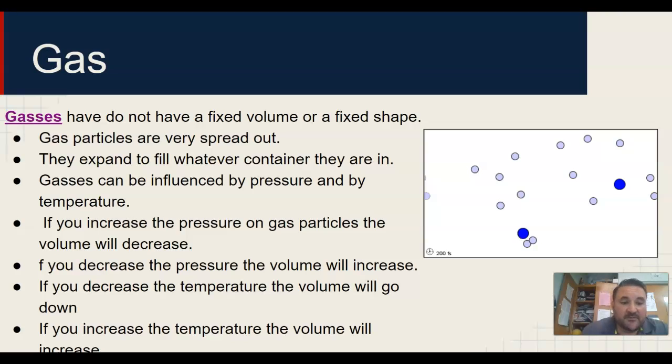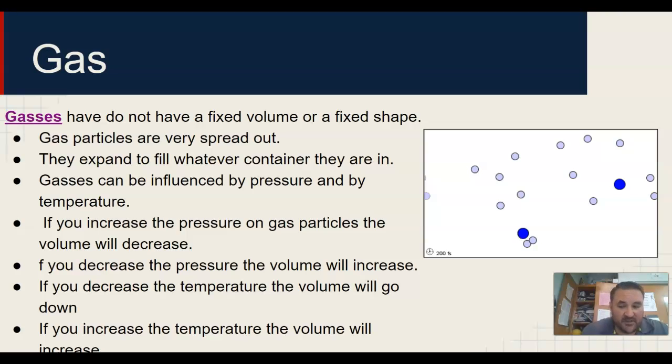The more times those particles bump into each other, or the more times they bump into the sides of the container, the more pressure you have. If you put a balloon outside where it's hot, the balloon will expand. If you put a balloon in the freezer, those particles will slow down and the balloon will actually shrink and the volume will go down because it's a smaller volume.